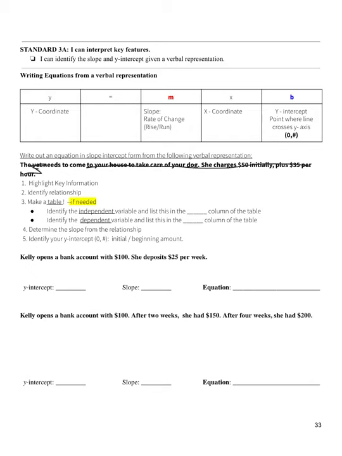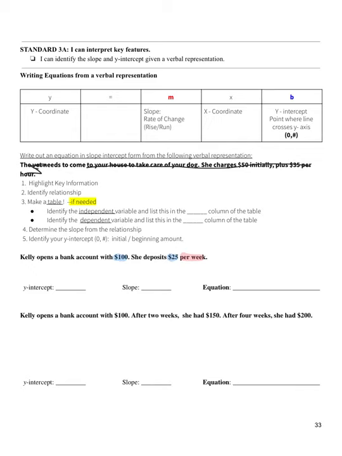So first thing we need to do is highlight our key information. Kelly opens a bank account with $100. She deposits $25 per week. So again, we're trying to find that relationship so we know what our slope is. So we can see that we are comparing dollars to weeks. Okay, so she starts with $100 and she deposits $25 per week.